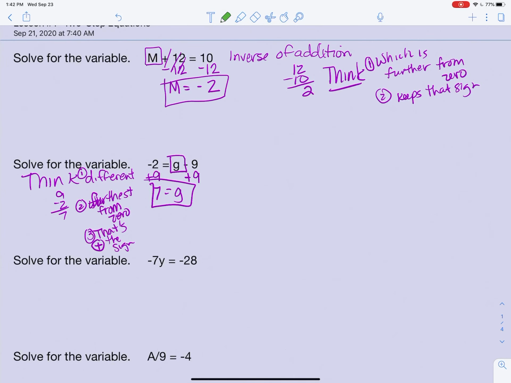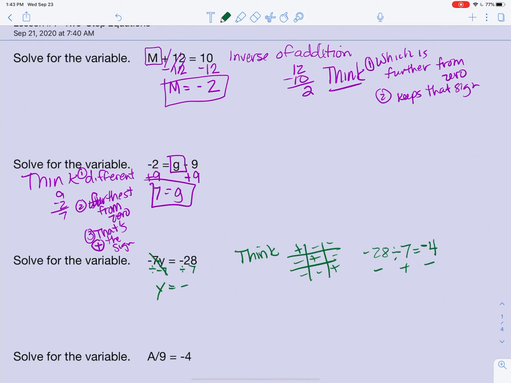In this one, we have a situation where it is negative 7 times y. So the opposite of multiplication would be division. So I'm going to divide both sides by negative 7. That turns negative 7 divided by negative 7 into 1. So I have 1y left. But then I have to think of our tic-tac-toe. We have negative 28 divided by 7, so I have a negative, a positive, so my answer then has to be negative. So 28 divided by 7 is 4, and it will be negative. So my answer is negative 4.